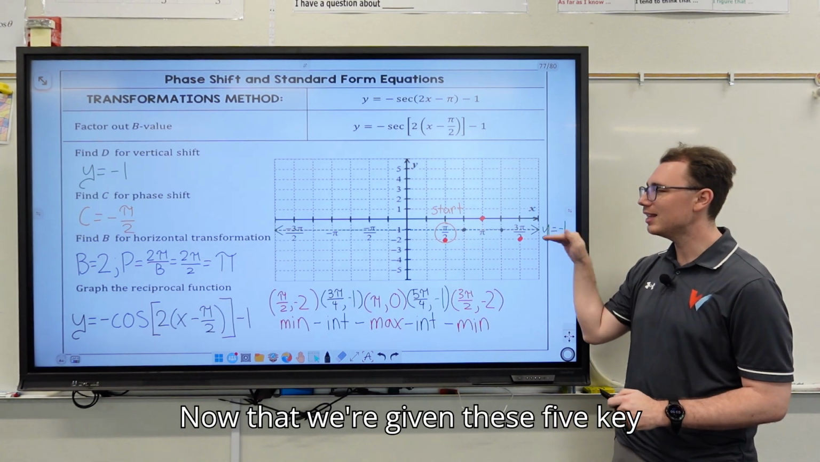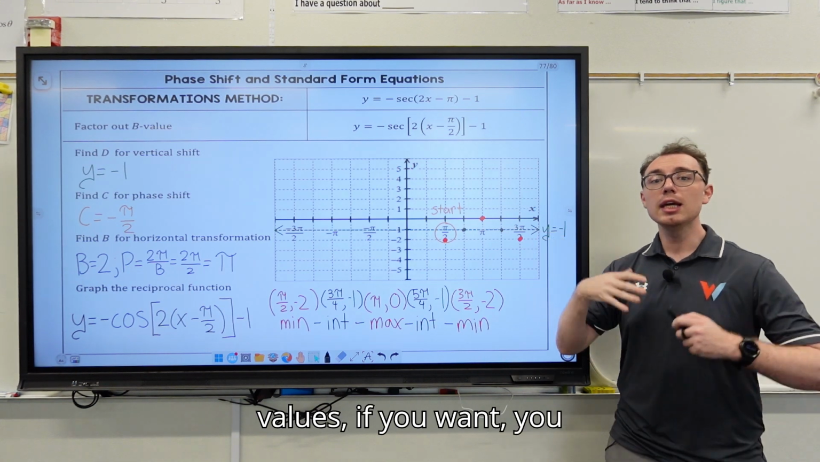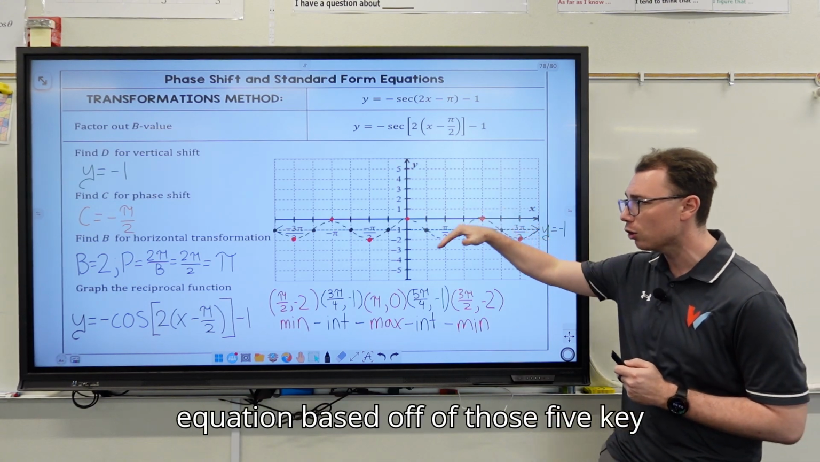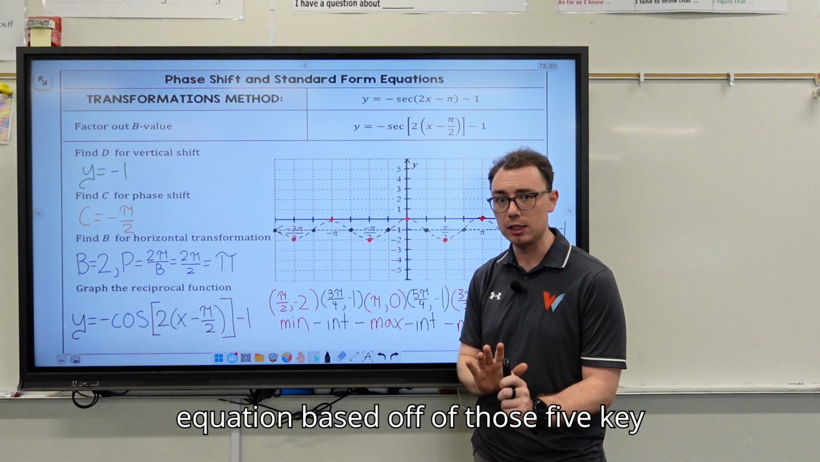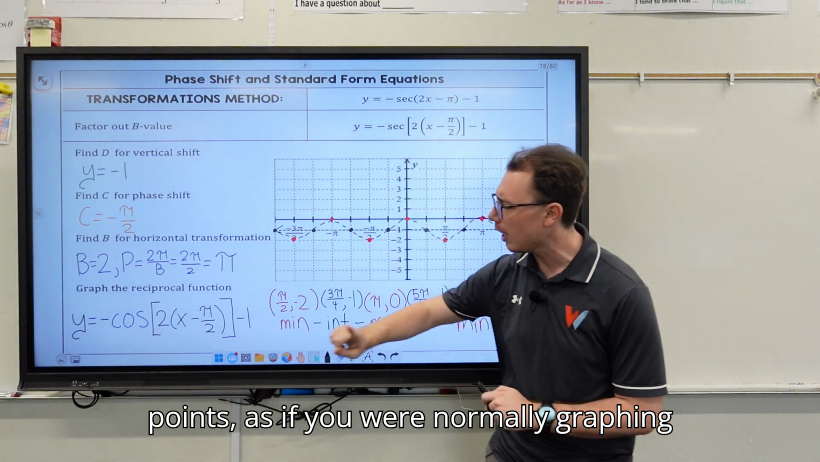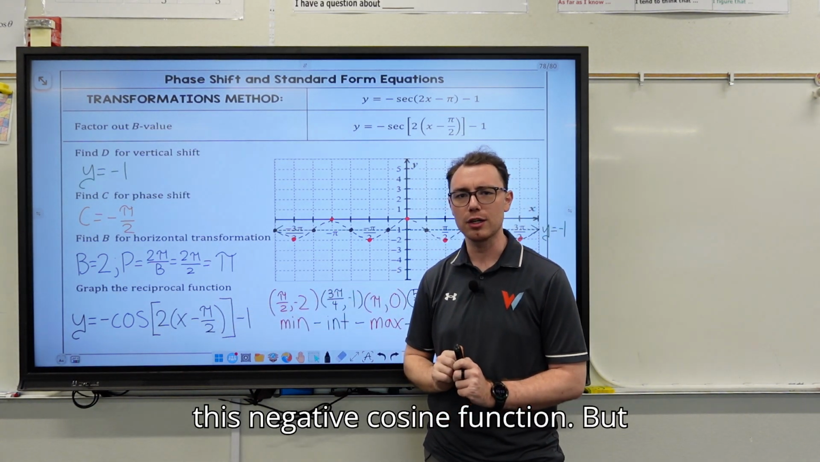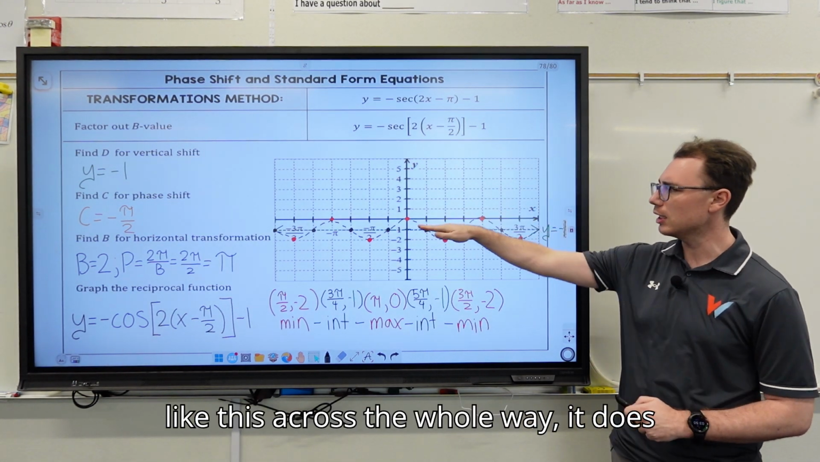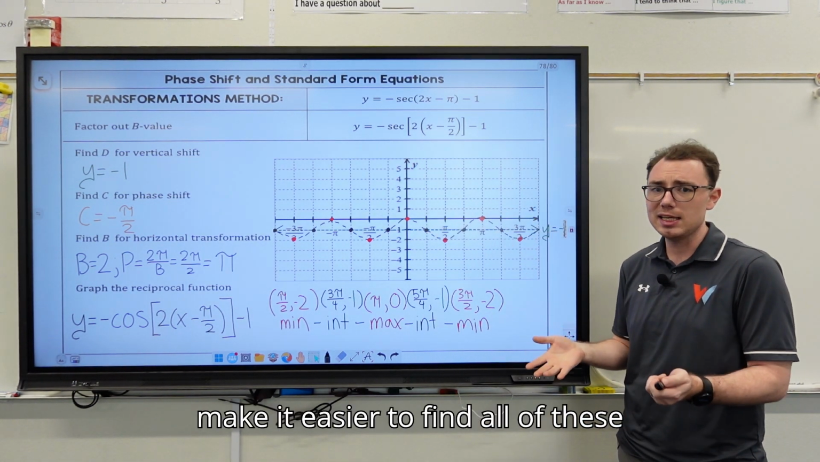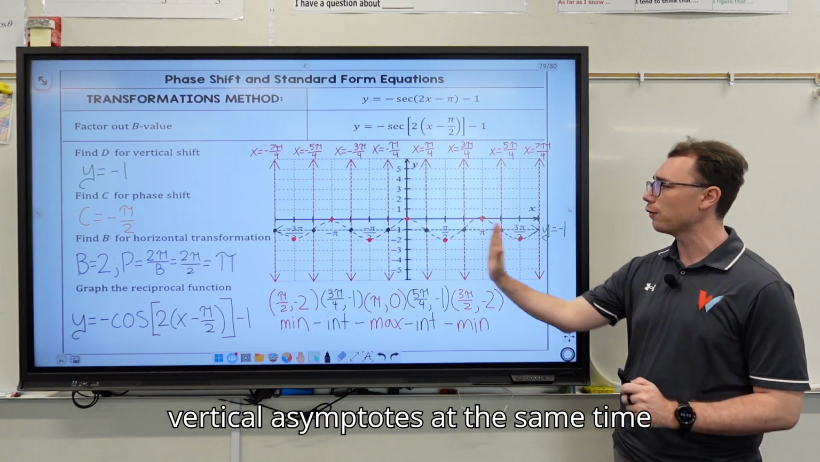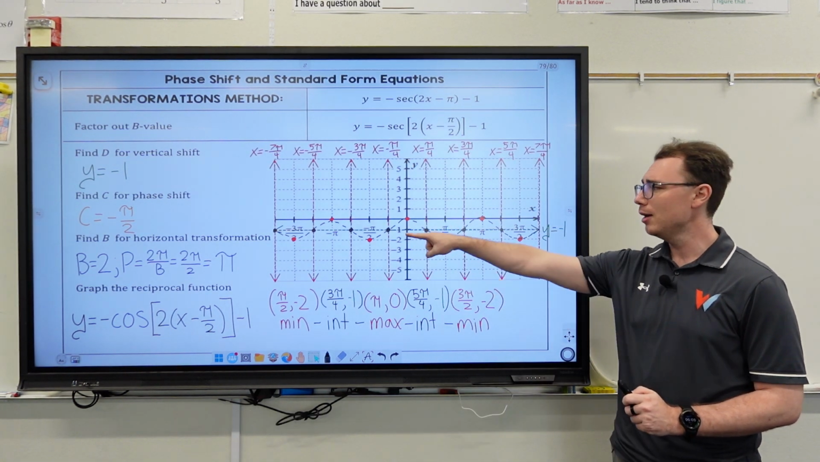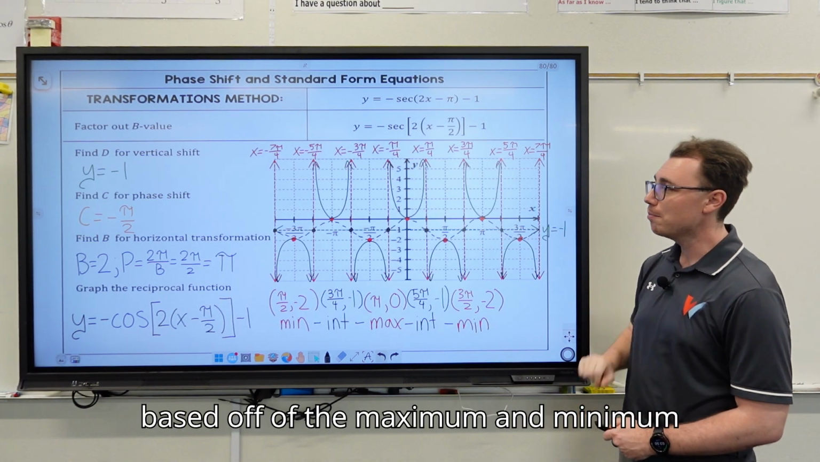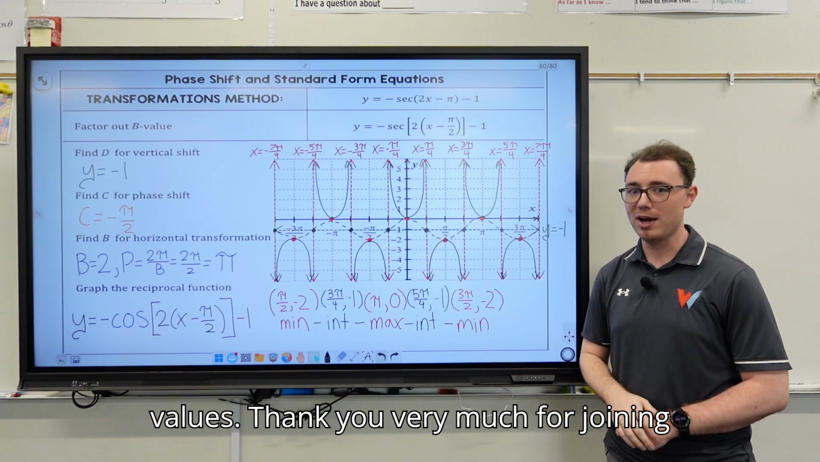Now that we're given these 5 key values, if you want, you are allowed to graph the skeleton equation based off of those 5 key points, as if you were normally graphing this negative cosine function. But if you do graph this skeleton value, just like this across the whole way, it does make it easier to find all of these vertical asymptotes at the same time based on those intercepts, and it makes it easier to find all of these parabolas based off of the maximum and minimum values.